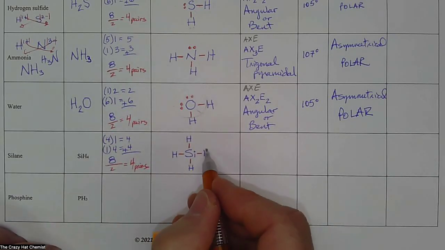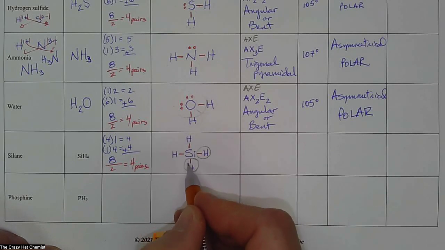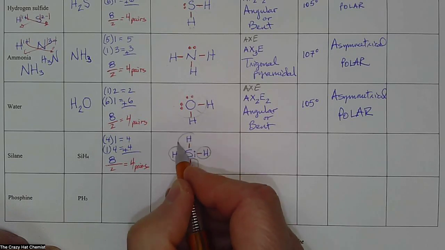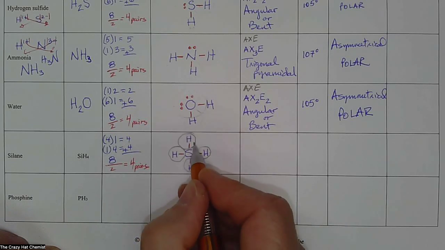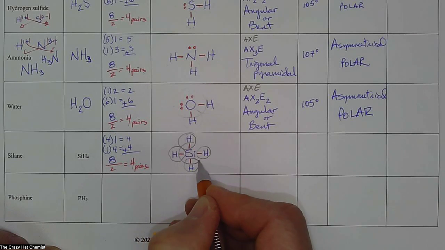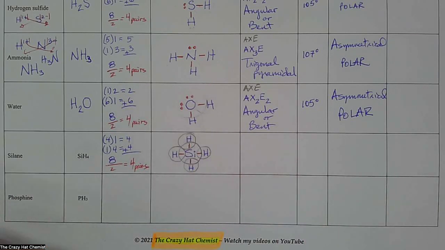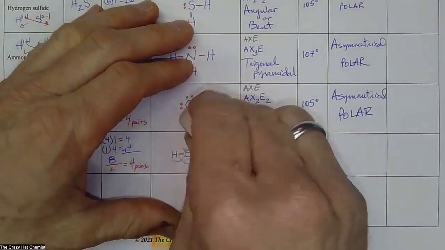I'm going to verify the duet rule for hydrogen. Yes, that's a duet. Hydrogen duet, yes. And silicon, like all other elements, that's 2, 4, 6, 8. That's an octet. Bingo! We are done with that one.